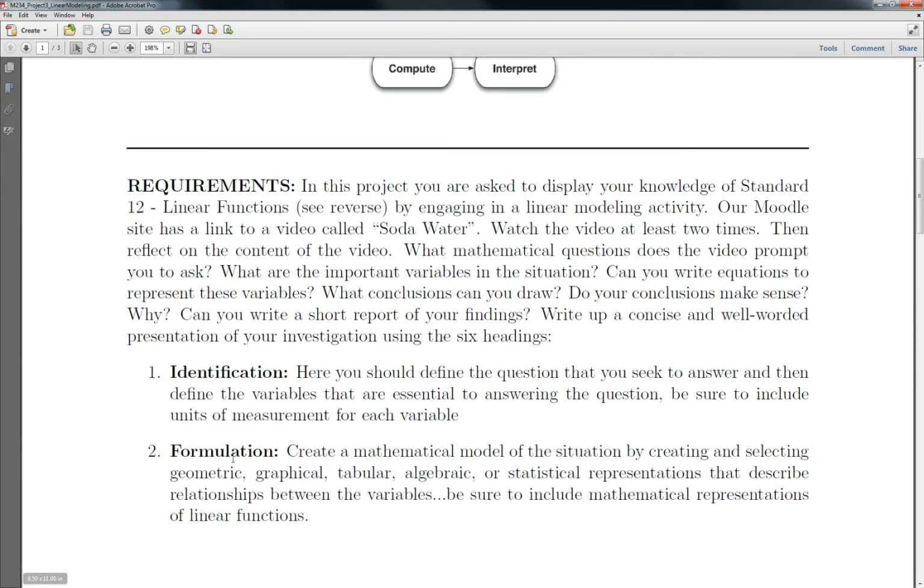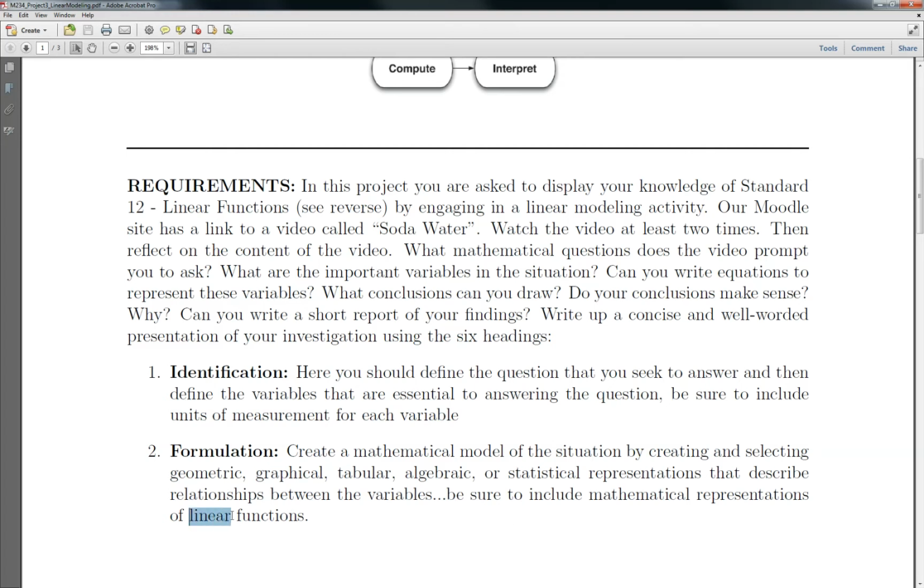From there, go ahead and formulate. So in the formulation section, you should create a mathematical model of the situation by creating and selecting geometric, graphical, tabular, algebraic, or statistical representations that describe relationships between the variables. So here I want to make sure that you include mathematical representations of linear functions.